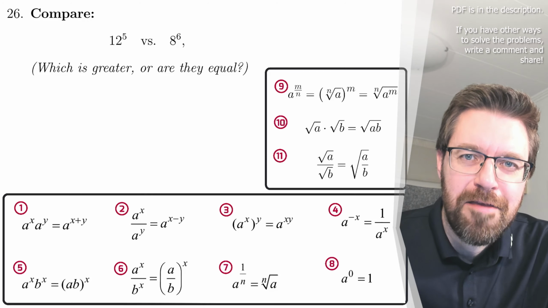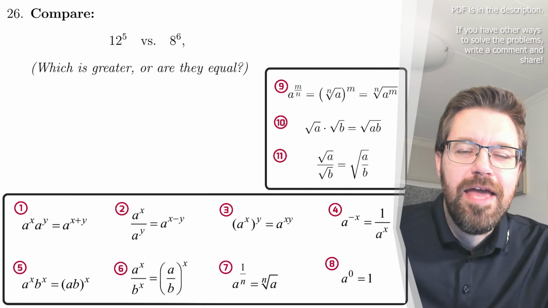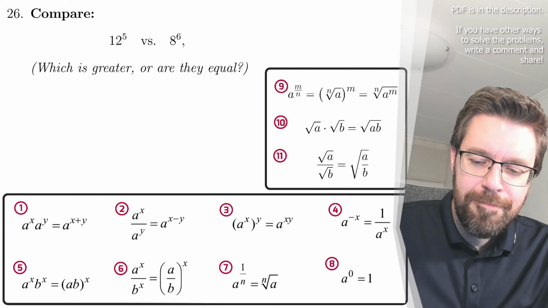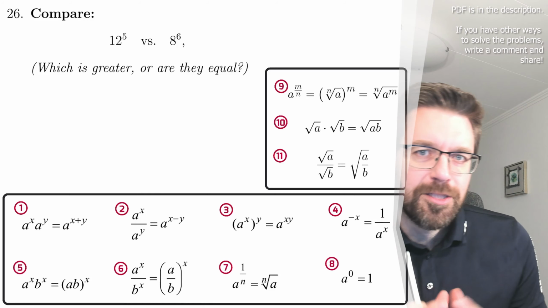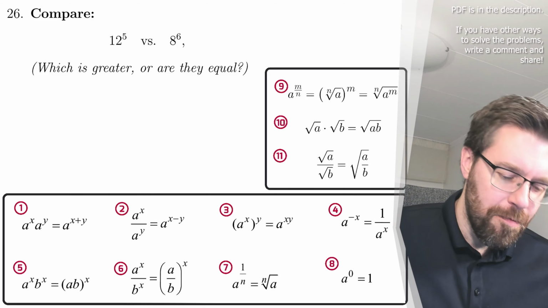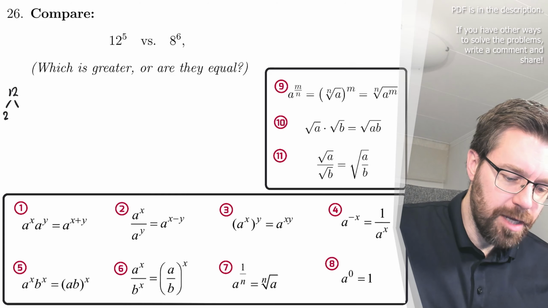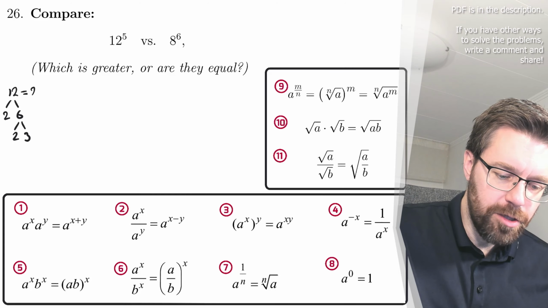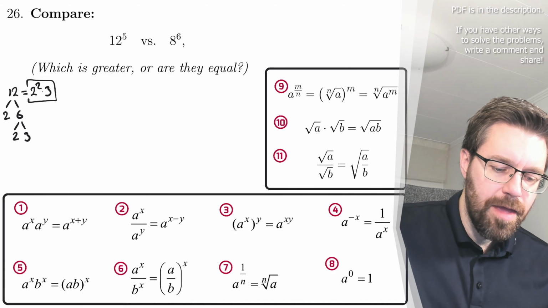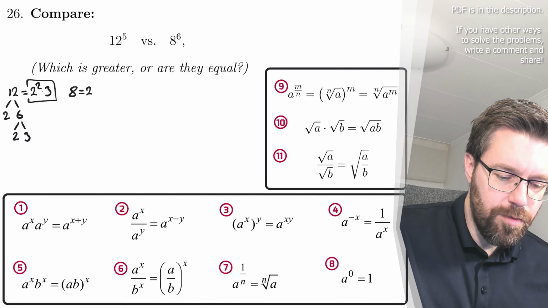Number 26. Which is greater? 12 raised by 5 or 8 raised by 6? And as we did in number 24, we factorize the bases here. So number 12 equals, of course, 2 times 6. 6 equals 2 times 3. So 12 equals 2 raised by 2 and times 3. Okay, number 8, we already know that it equals 2 raised by 3.